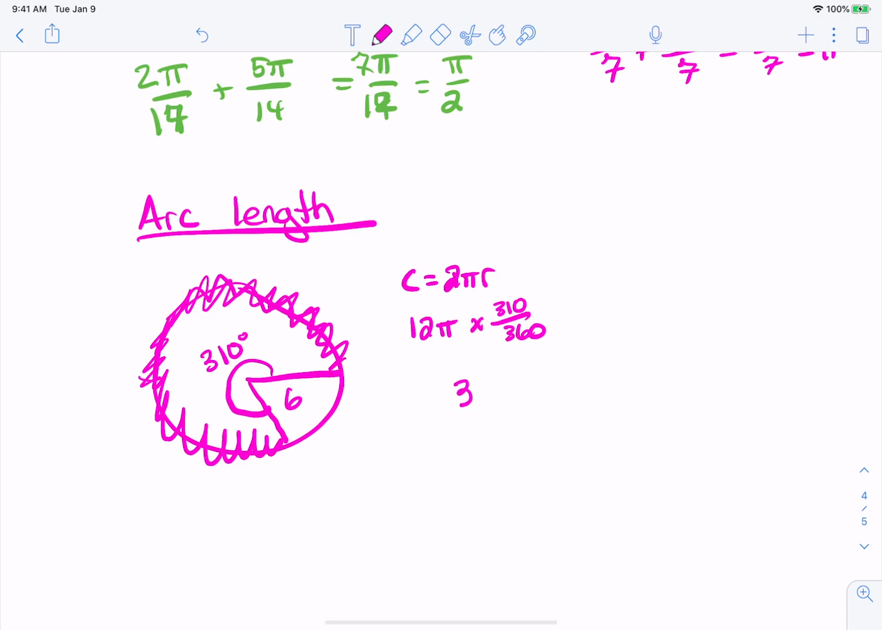32.5 inches or whatever these units are in. Yep, 32.5 inches. Okay, good.